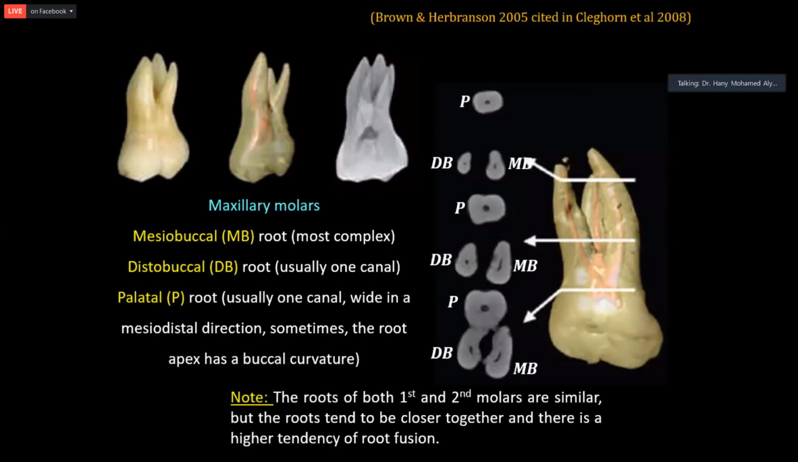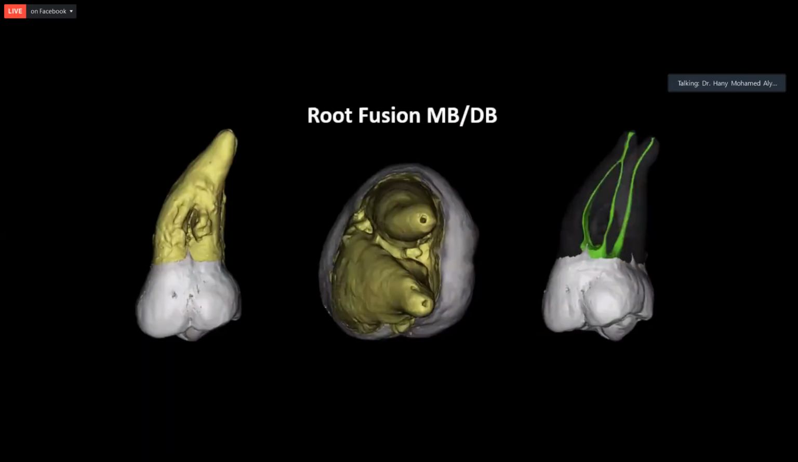Usually, as we know, the maxillary molars have 3 roots and 3 canals, mesiobuccal, distobuccal, and palatal, and sometimes we have the MB2, which is located in the mesiobuccal root.